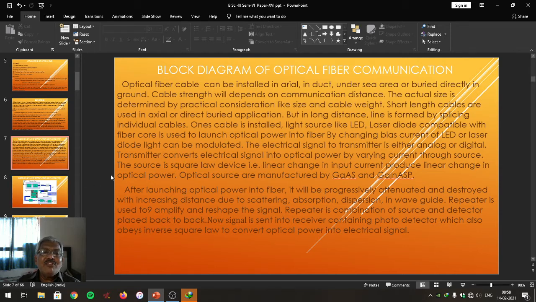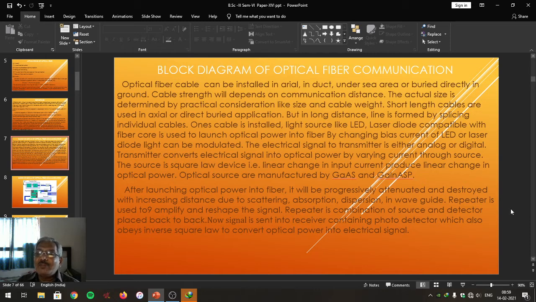Dear students, after launching the optical power into the fiber, it will be progressively attenuated and may be destroyed with increasing distance due to scattering, absorption, and dispersion in the waveguide. So that's the definition of optical fiber communication. In spite of scattering, absorption, dispersion, and deviation, the light radiations propagate from one end to the other end due to total internal reflection. So that's what we call optical fiber communication.